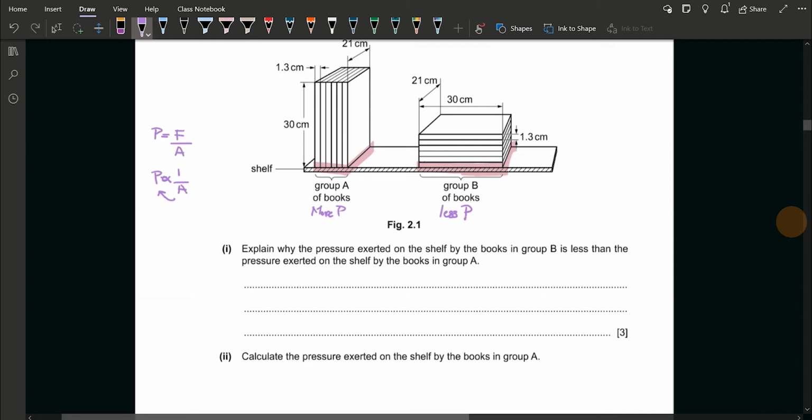So we can write here that P is inversely proportional to A, as area in contact with the shelf increases, pressure decreases. And we know that we have 6 books on this side and 6 books on this side, so the force applied by each group is going to be same.